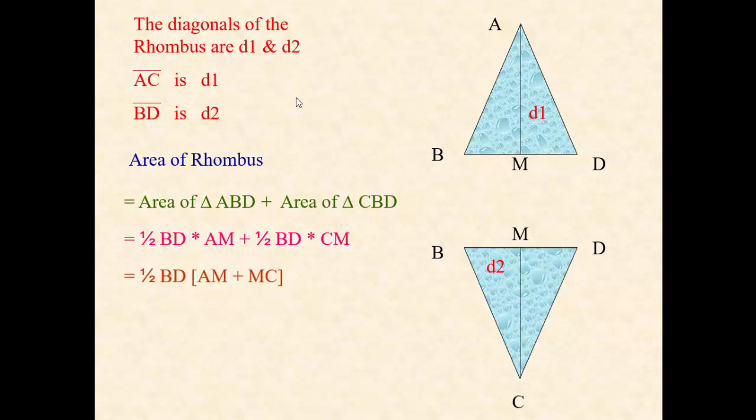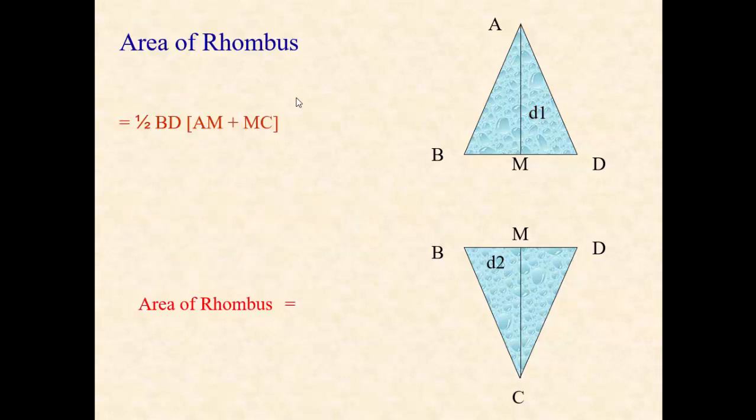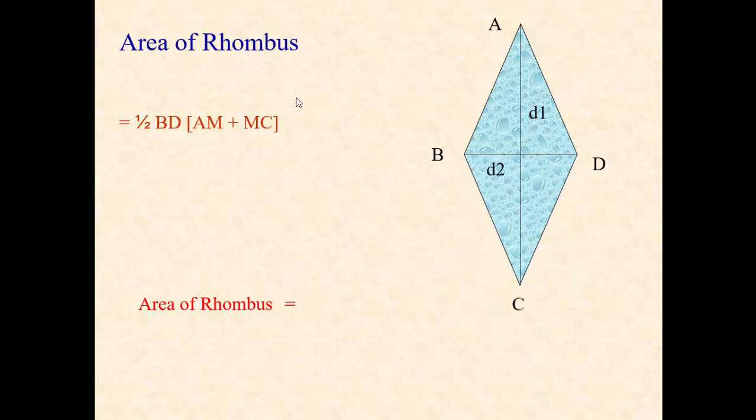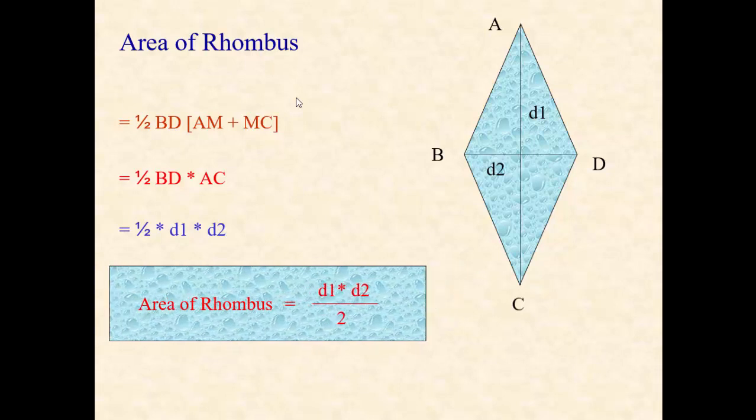Half is a common factor, and BD is a common factor. Therefore, half BD common factor, AM plus MC. AM plus MC means AC. Then area of rhombus equals half BD times AC, such that AM plus MC equals AC. Half BD means half D1 times AC, which is D2. Then area of rhombus equals D1 times D2 over 2.